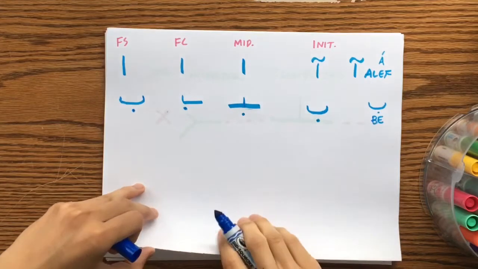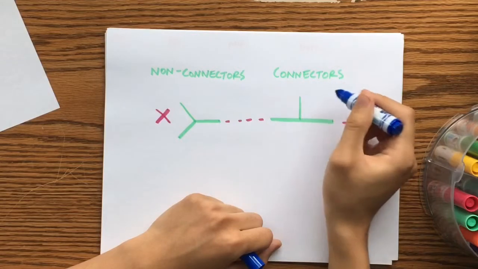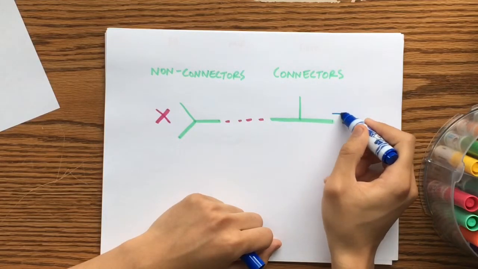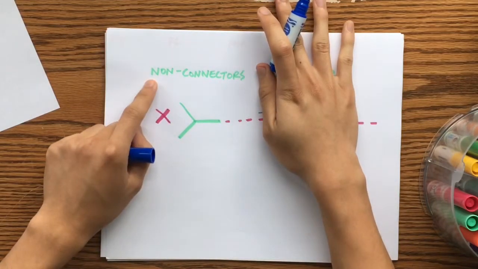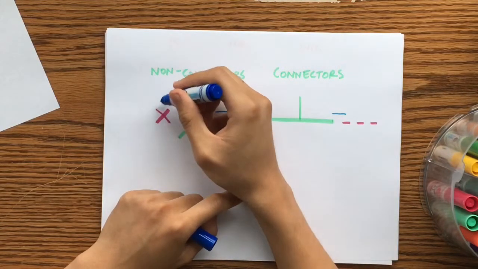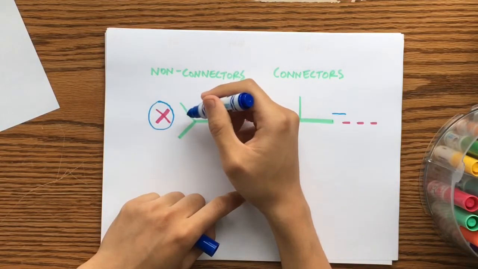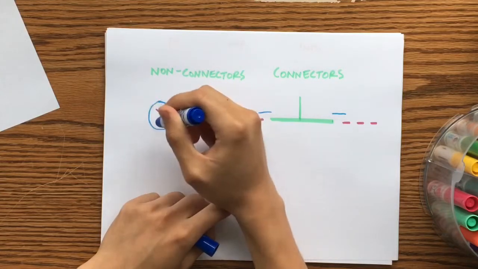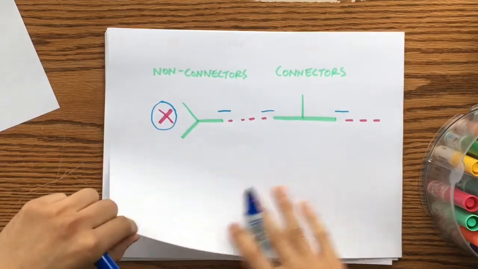So there are 2 kinds of letters in Farsi. One kind is called connectors, which means that they connect to other letters from both the right and the left. But the other kind is called non-connectors, which means they connect from the right, but they don't connect from the left. So if you write a non-connector and then you have another letter that comes after, you have to write this next letter in either the initial form or the final separate form.